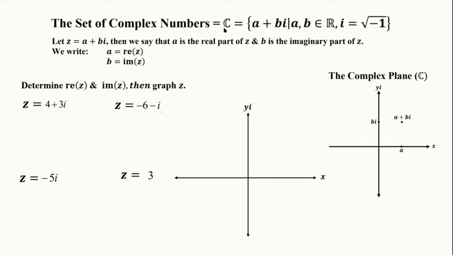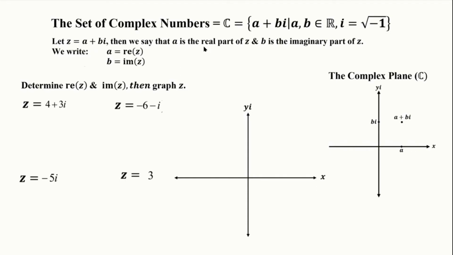So we say the set of complex numbers is the set of all numbers of the form a plus bi, such that, this bar here means such that, a and b are members of the set of real numbers, and i is what we just defined to be the square root of negative 1. So when you have a complex number, notice that we usually use the letter x for unknowns in the set of real numbers. We use the letter z as the counterpart for complex numbers. So let z equal a plus bi.